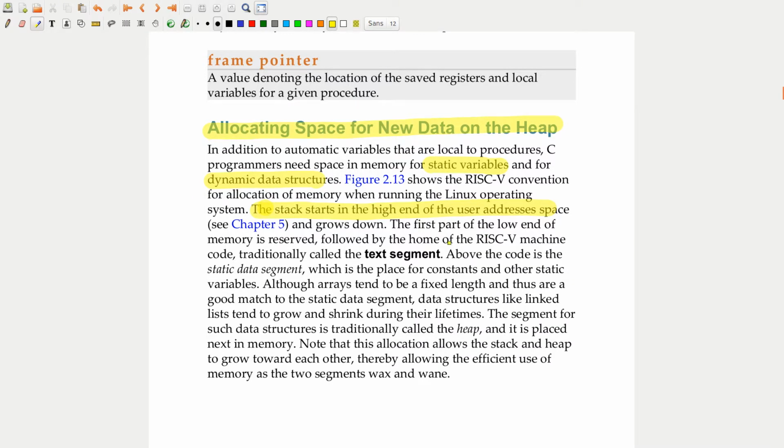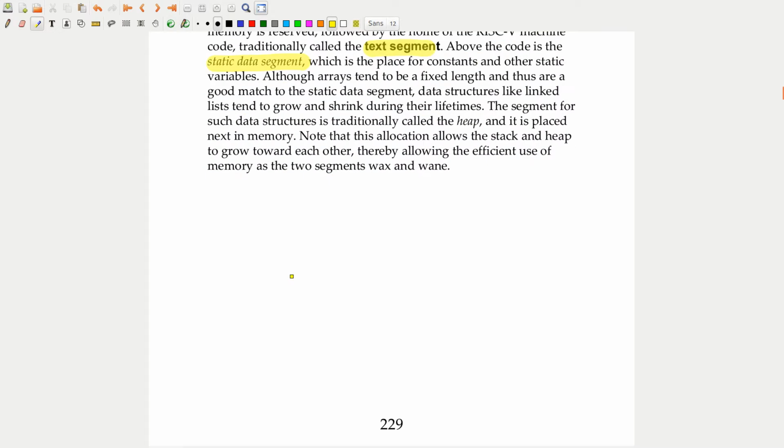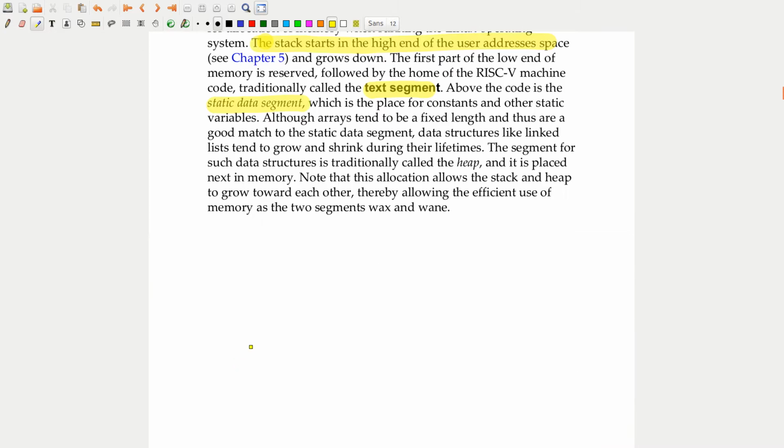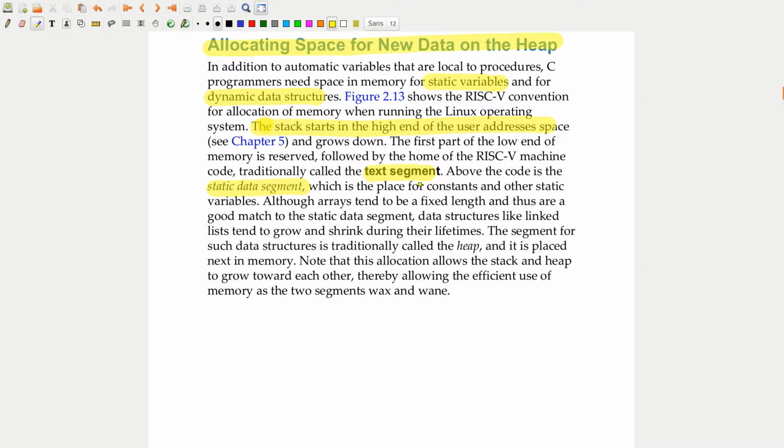So the first part of the low end of the memory is reserved, followed by the home of the RISC-V machine code called the text segment. The RISC-V machine code, all the ones and zeros, is going to be in something called the text segment. Above the code is the static data segment, a place for constants and other static variables. So this spot here is reserved. The text is for instructions, and then we have static data, which is going to be our constants.